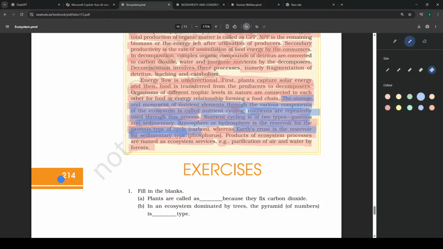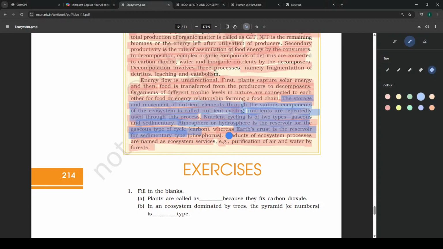In gaseous, where is this carbon dioxide or oxygen stored? It's stored in the atmosphere or the hydrosphere. Hydrosphere means the oceans, where carbon dioxide or oxygen is dissolved for fishes and so on. Then in the case of sedimentary, the name itself implies that other organic or inorganic compounds get dissolved in the soil and increase the fertility of the soil, maybe in the case of phosphorus as an example. Then that's about nutrient cycling.